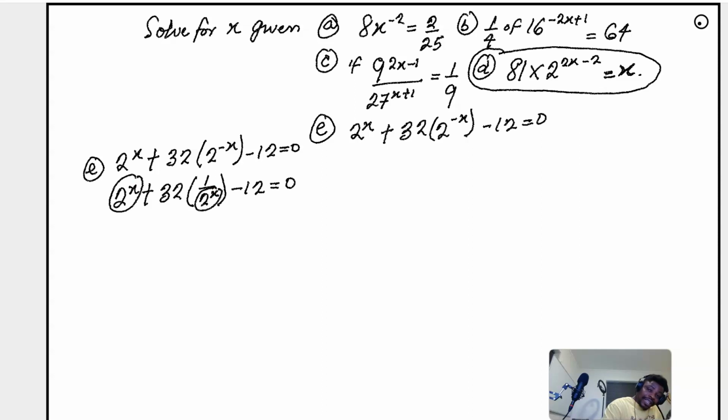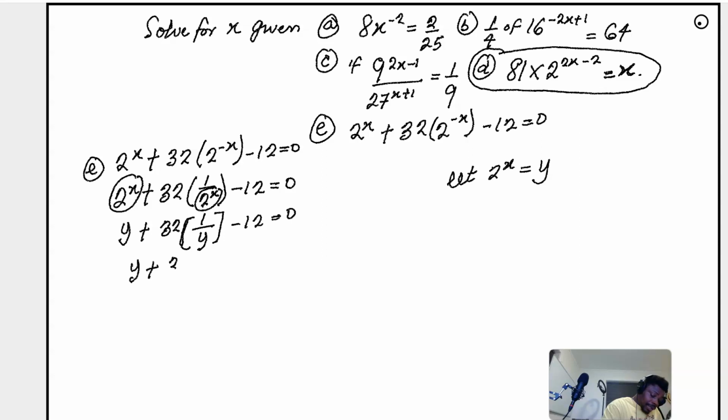This is a special case of exponential equation. So let 2 raised by x be equal to y. That means wherever I see 2 raised by x, I put y there. So this is y, because this is 2 raised by x plus 32 bracket 1 over this 2 raised by, that is y, minus 12 is equals to 0. So this is y plus 32 over y minus 12 is equals to 0.